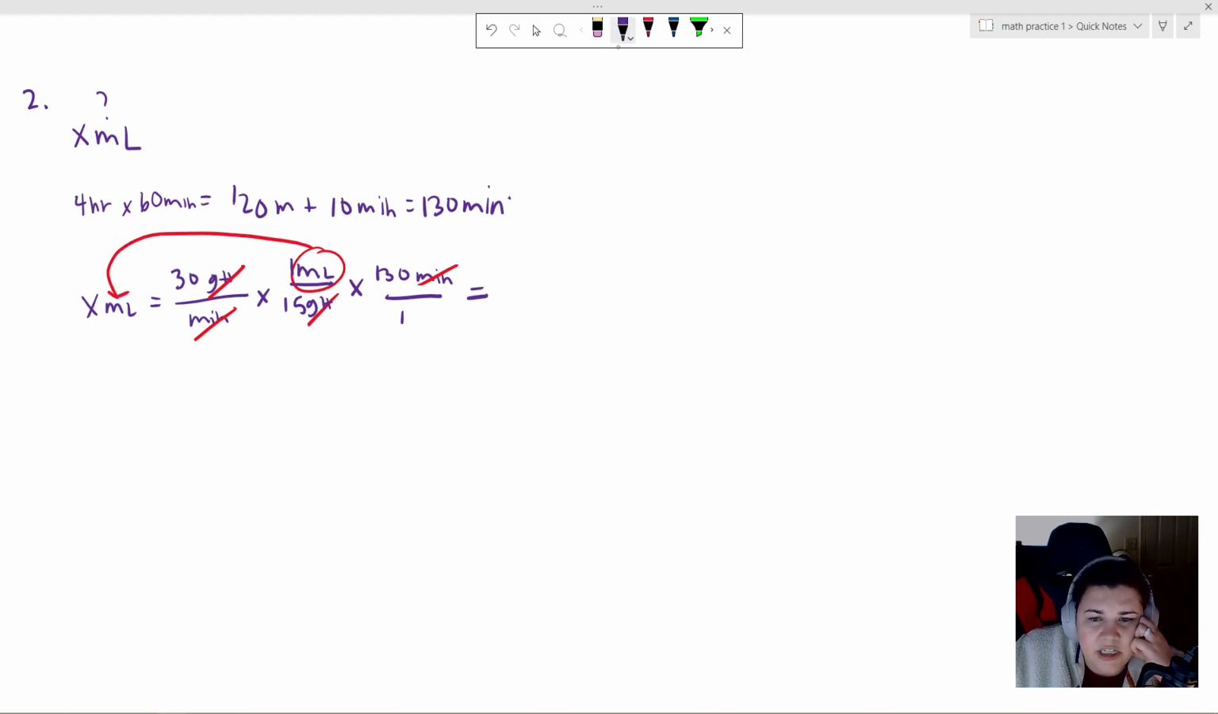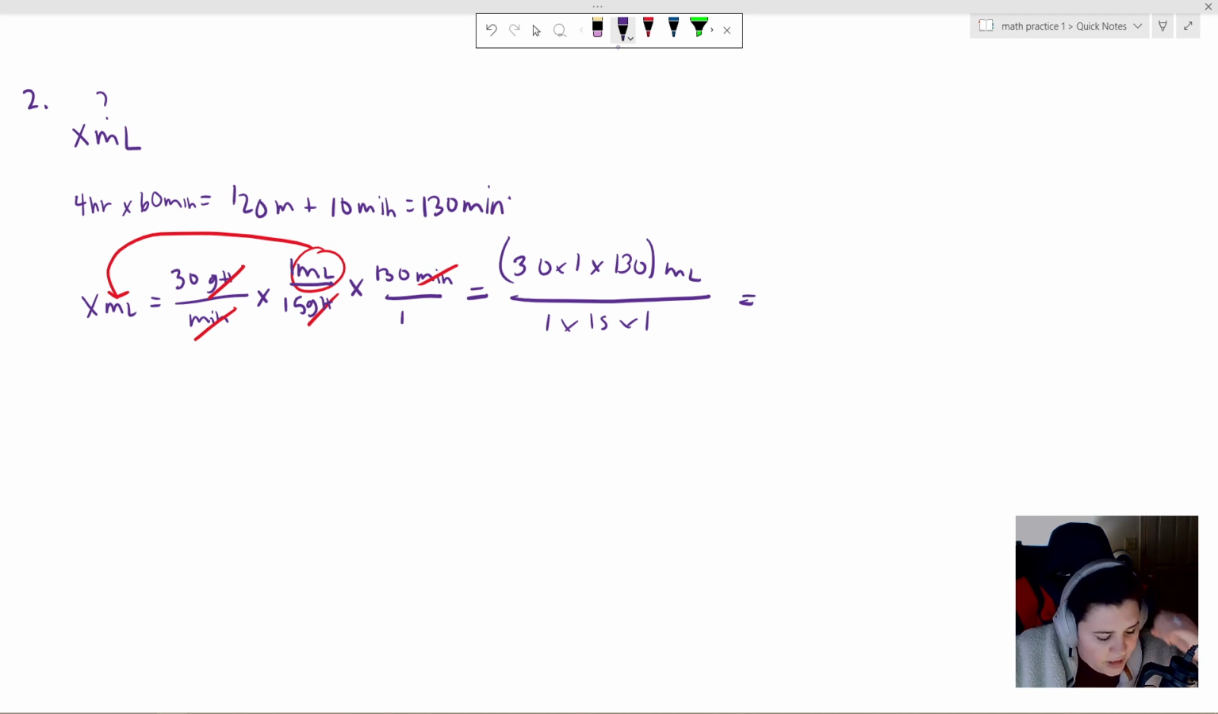So we'll put it all together. 30 times 1 times 130. And this is all going to be in what unit? Milliliters. And it's going to be over 1 times 15 times 1. So when you work all that out, you end up with something like 3,900 over 15, which ends up being 260 milliliters.